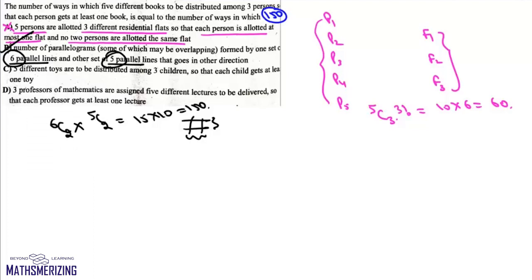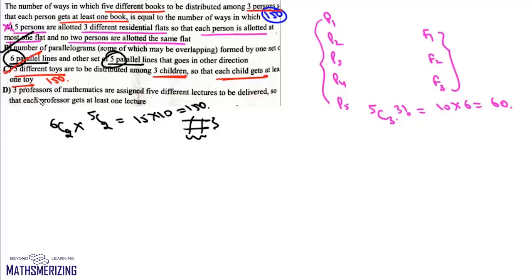Now if we look at the third, it is 5 different toys to be distributed among 3 children so that each child gets at least 1 toy. So this is the same as the first situation, 5 different books distributed among 3 persons so that each gets at least 1 book. Here instead of books we have toys, and 3 persons become 3 children, and each child gets at least 1 toy. So it has to be again 150. So this option C is again correct.